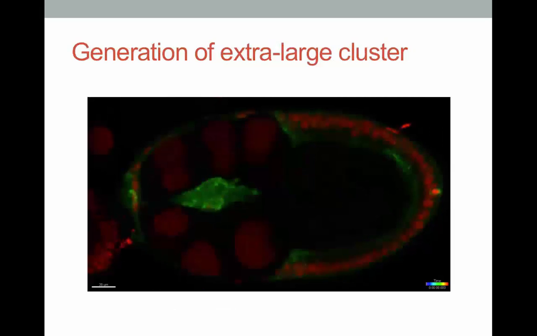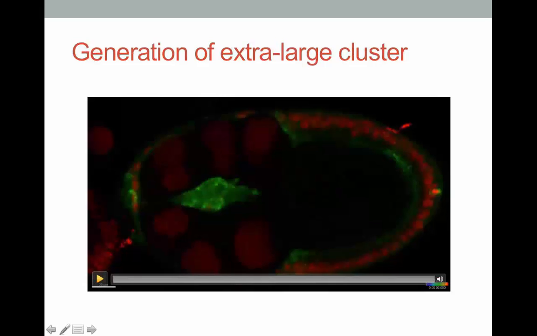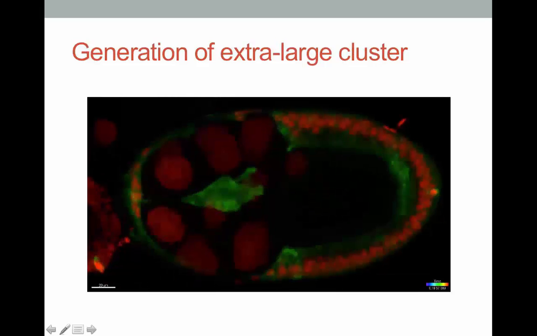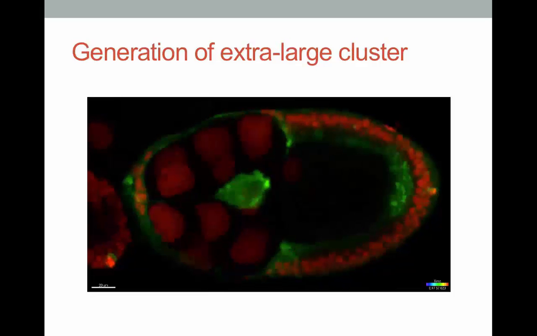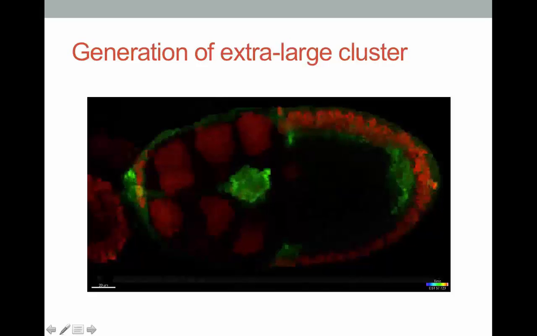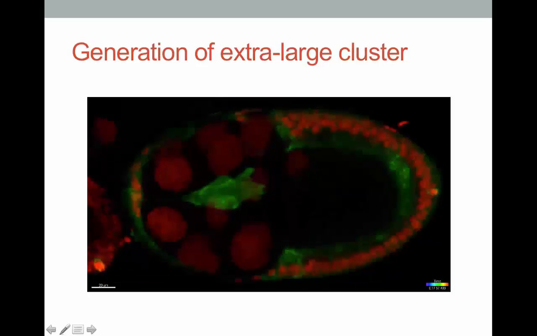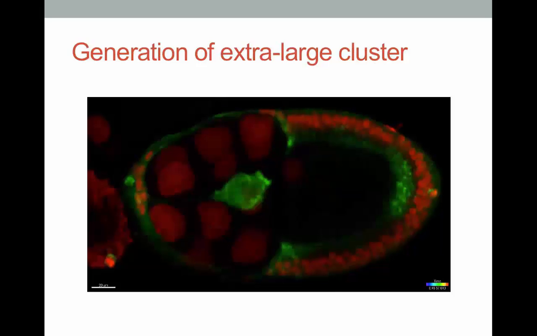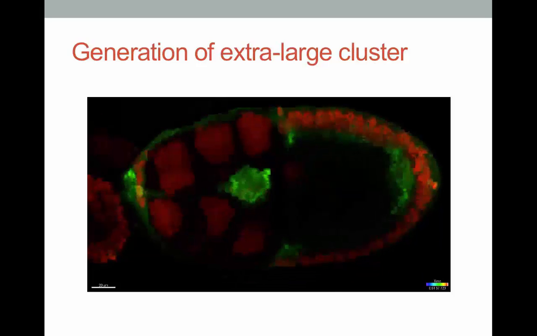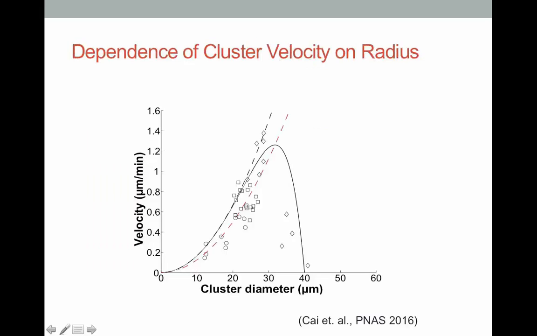So as I said, we're also able to generate the extra large cluster shown here. We can do that by generating extra polar cells, so that we can also take movies of it and see how well they migrate. So this is what we got.